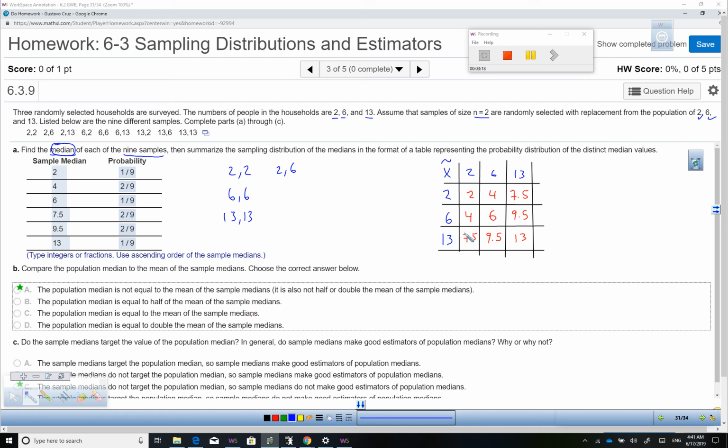Let's go back to this part. So let's see, how many 2's do we have? We only have 1 two out of the 9. That's why we have 1 over 9. How many 4's do we have? Well, we have 2 fours out of the 9. How many 6's do you have? We only have 1 six out of 9. And we keep filling out this table in that way. We have 2 of 7.5, 2 of 9.5, and 1 of 13 out of 9. So that's how you fill out this table.